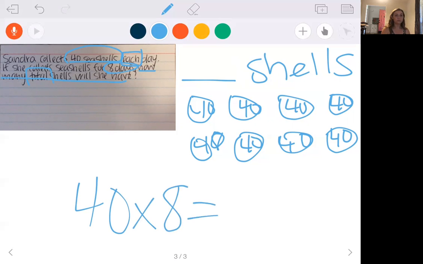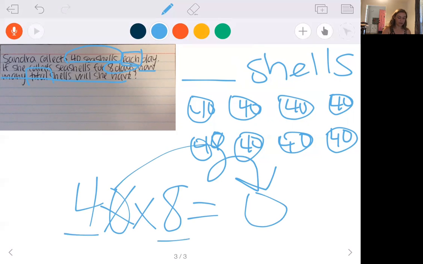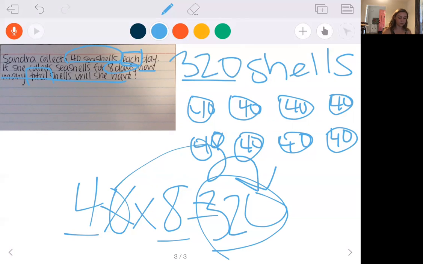times 8. If you remember the trick that we used earlier, we figured out which one of these numbers was the multiple of 10, and it's typically the one that ends in 0. So I'm going to take that one, cross that 0 out, and it's going to loop-de-loop back there to the end of my answer. Now I'm left with my basic fact of 4 times 8. And we all know that 4 times 8 is 32. So that tells me that by the end of 8 days, Sandra will have collected 320 shells.